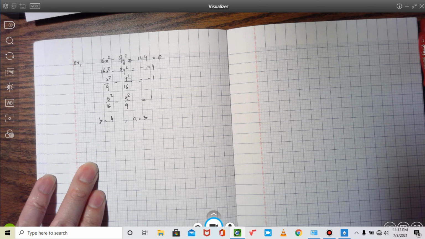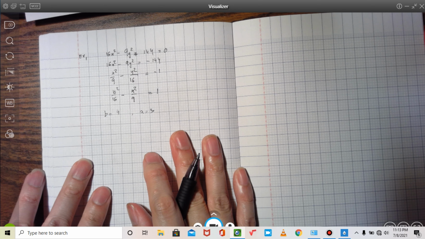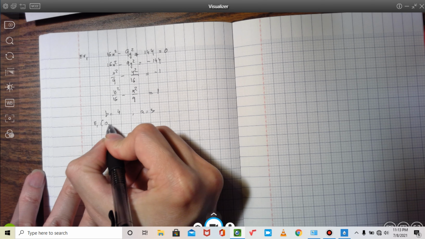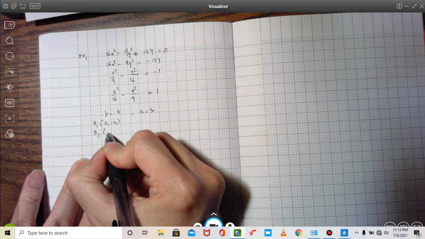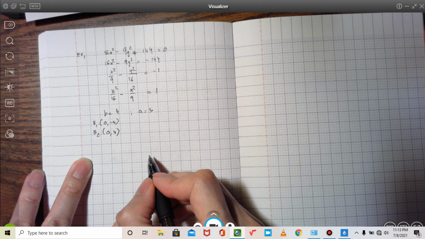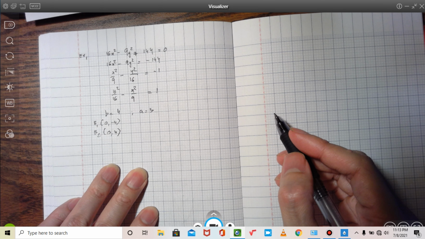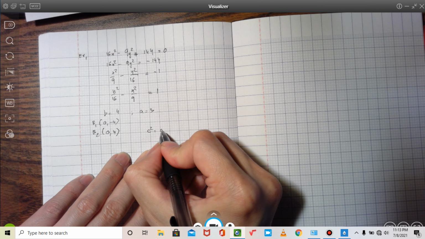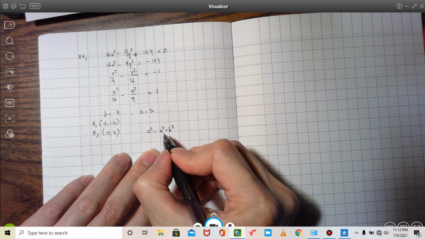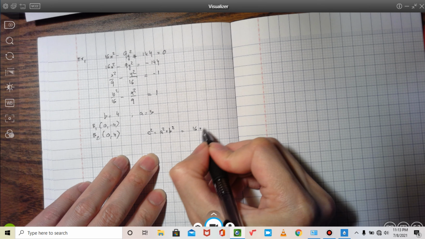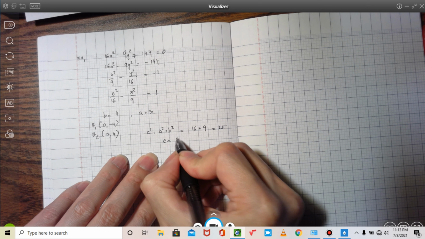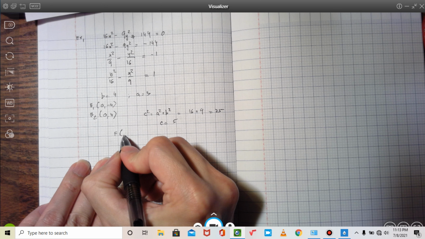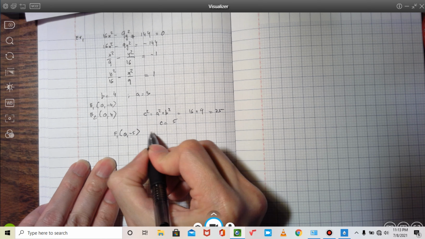Right. So from there we can get the vertex. B1 will be 0, negative 4. B2 will be 0, 4. And you can get A1 and A2 if you want to. You can get C. C squared equals A squared plus B squared, so C squared will be 16 plus 9, which is 25. So C will be 5. So you can get the coordinates of the foci: F1 will be 0, negative 5, and F2 will be 0, 5.